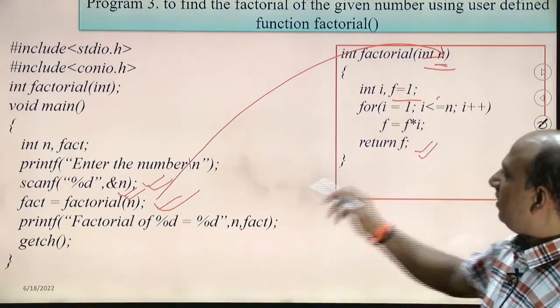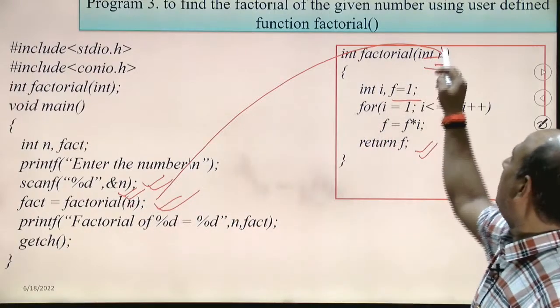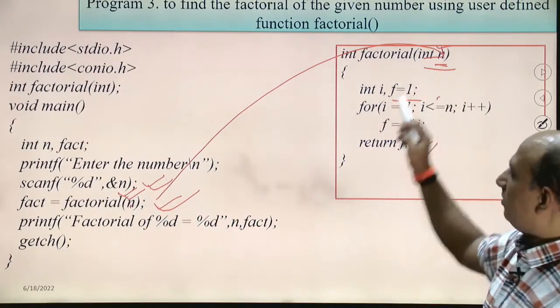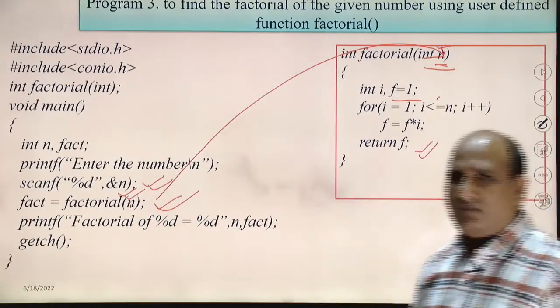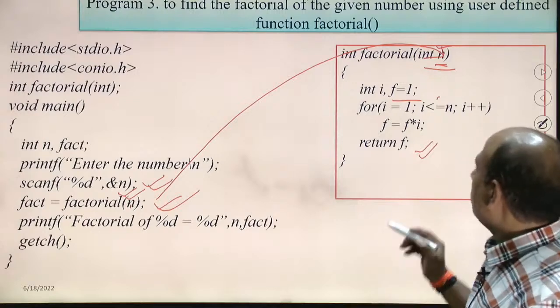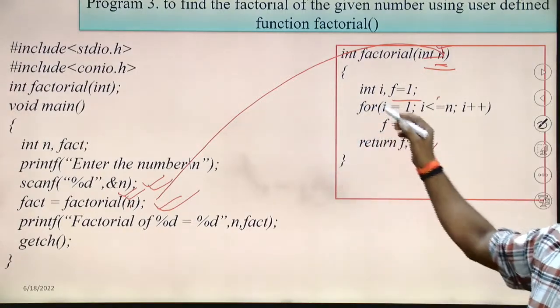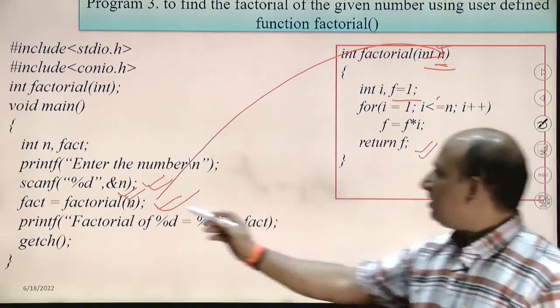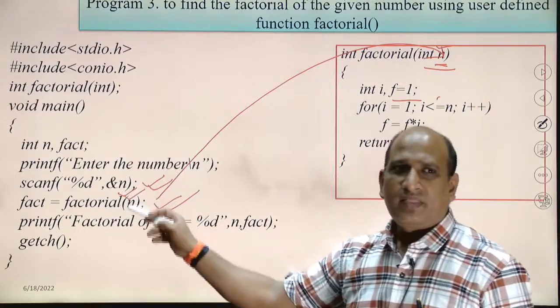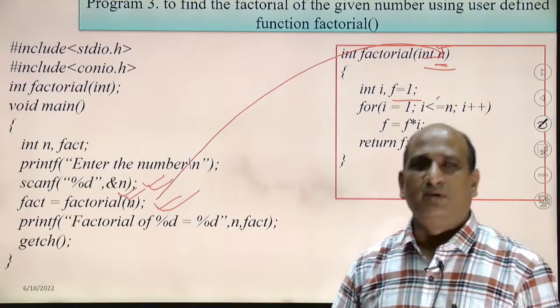This n is different and that n is different, because the storage class of both is automatic storage class, and automatic storage class has local scope. This n is local to the factorial function and that n is local to the main function, so they are different n's, and they both get different memory locations.